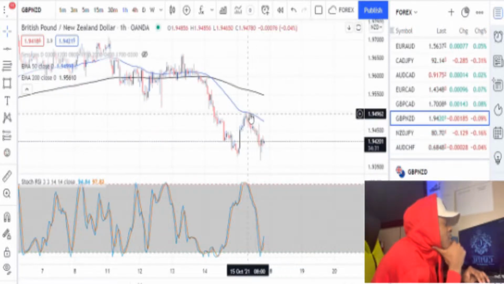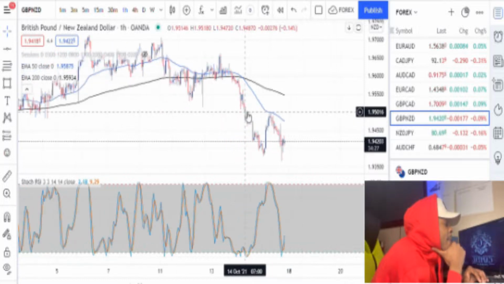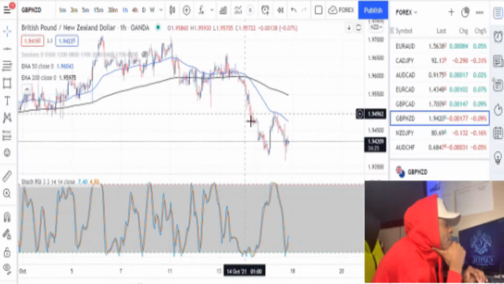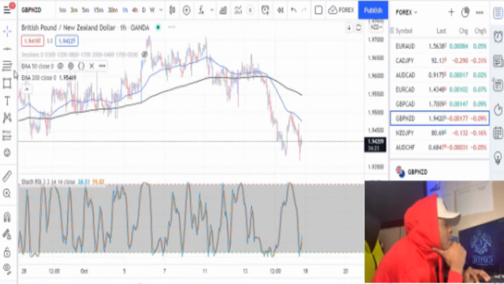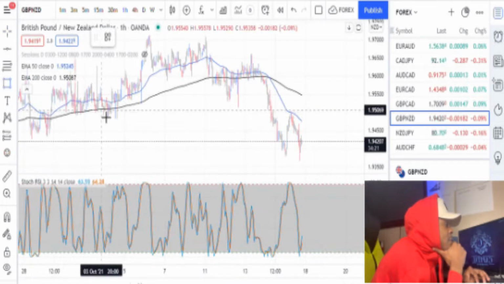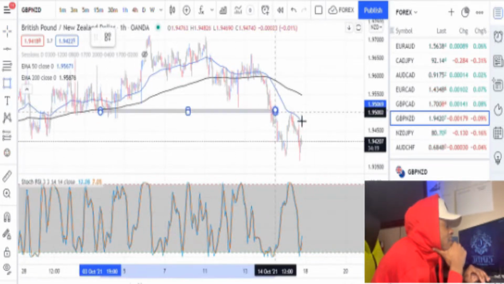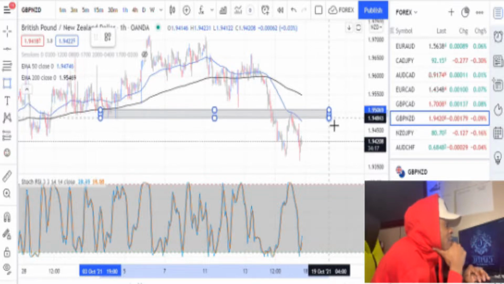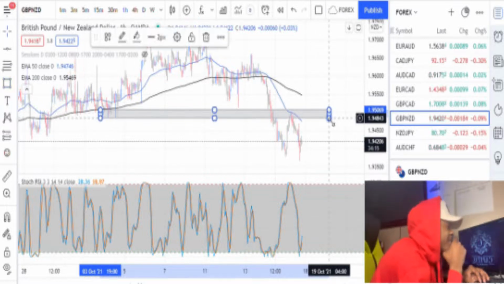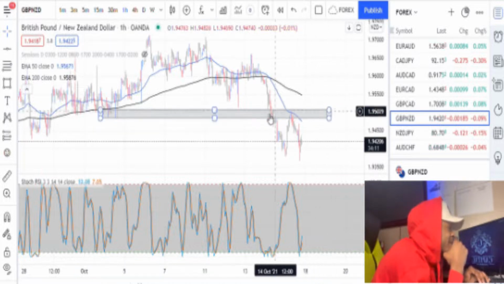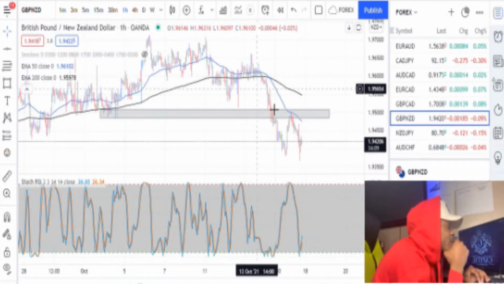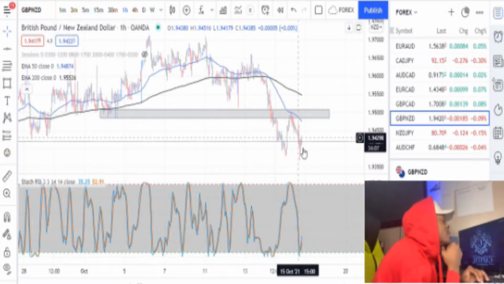This has already made its move. It already happened. Crazy how everything lines up. It's just crazy. It's almost like magic, man. That's crazy. Broke, retest, boom, sell back down.